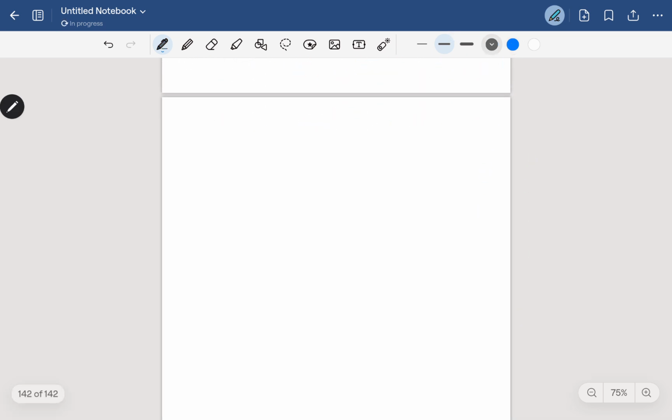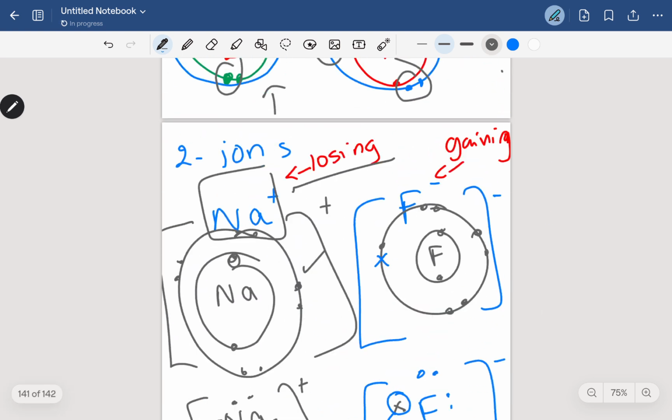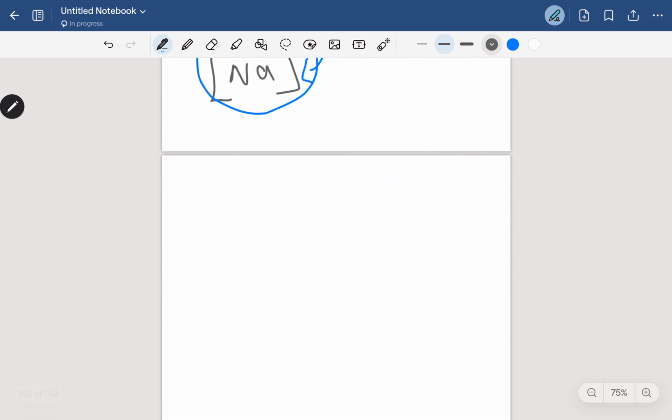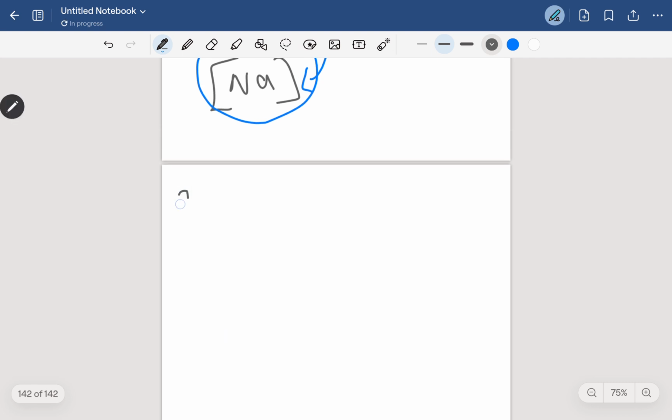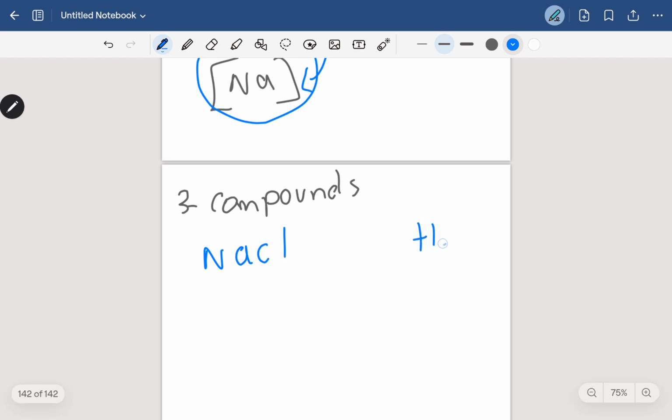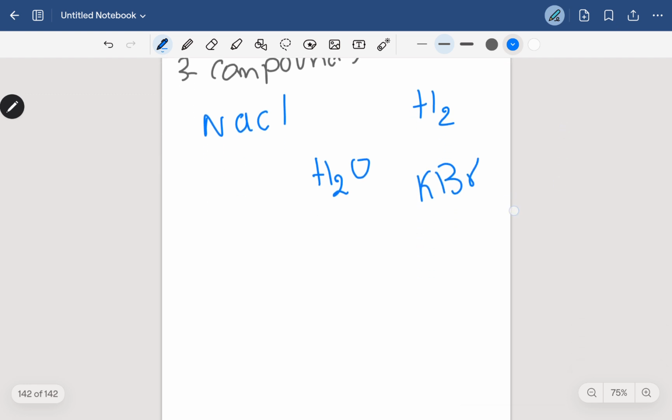So we move on to the next topic, which is compounds. So topic 3 is compounds. Let me write a bunch of compounds. We have the ionic compound NaCl, or we have H2 gas, or H2O, and I'm going to take one more ionic, so we could take KBr. So these are all examples of compounds.